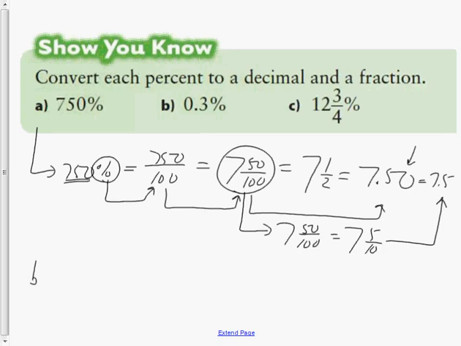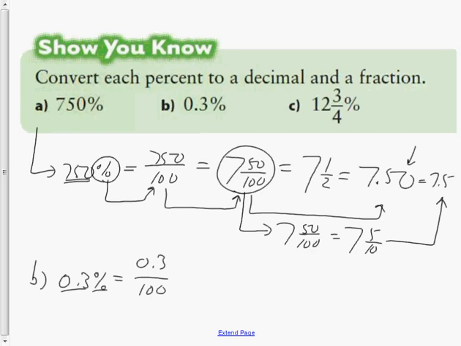In B, we have 0.3%. So the first thing you want to do, because it's a percentage, is put it out of 100 and take this number and place that over 100. So that's 0.3% written as a fraction.